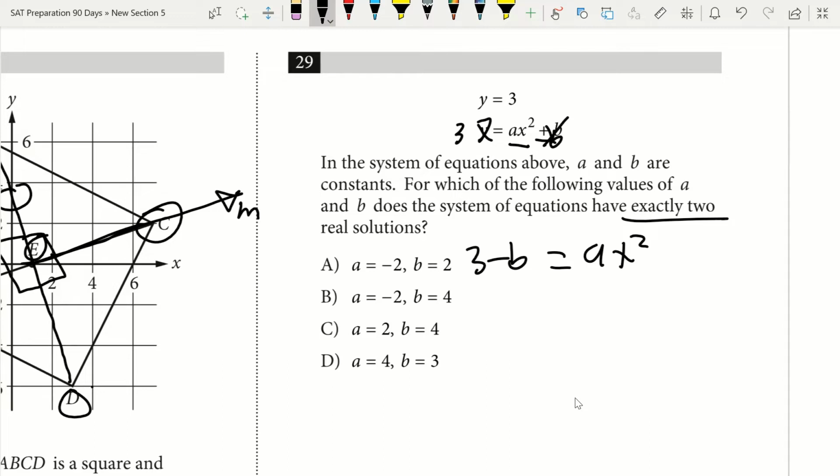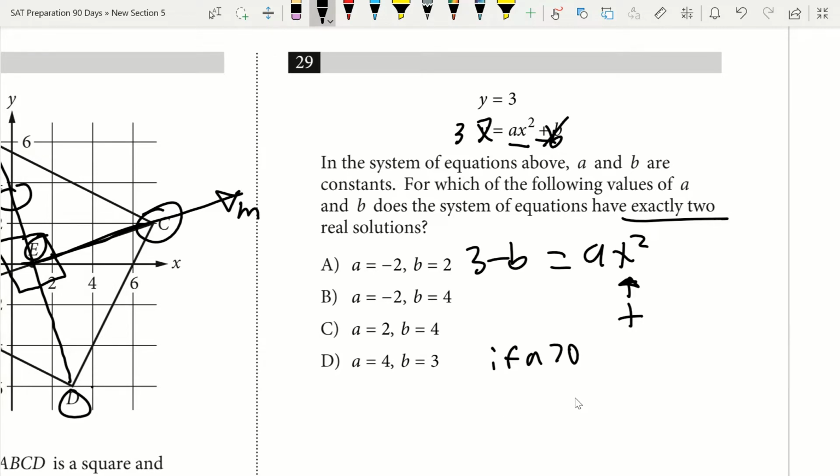Now I'm going to think logically. Let's say that a is positive. We know x squared is always going to be positive, because a negative times a negative is positive, and if it's positive squared, that's also positive. So if a is greater than 0, then we have a positive number equals 3 minus b.